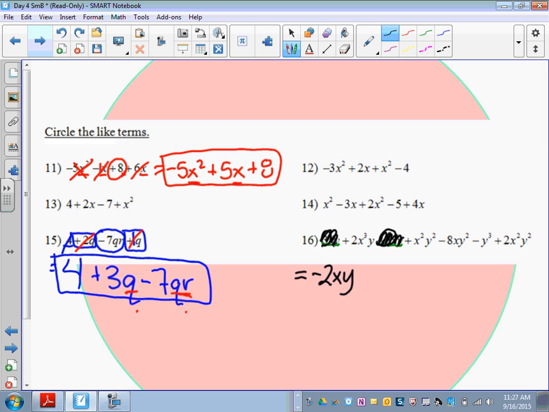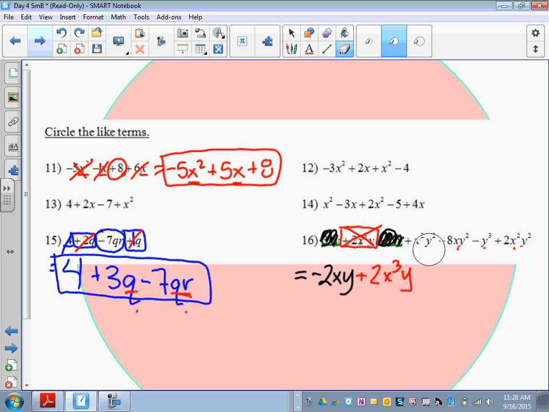So now let's take a look at the next term we see. Positive 2x cubed y. So we need to look for anything else that has x cubed y. That doesn't work. That doesn't work. That's not the same. There's nothing else that has the same term, so then we have just plus 2x cubed y, and we've used that.